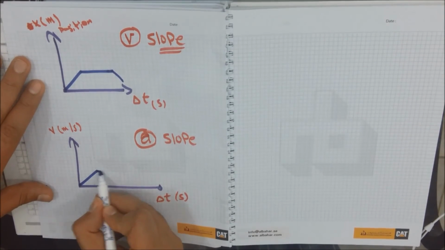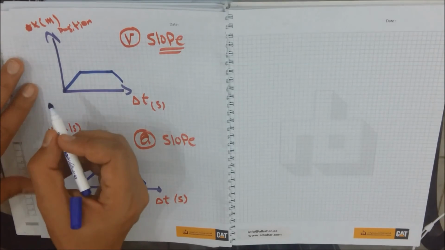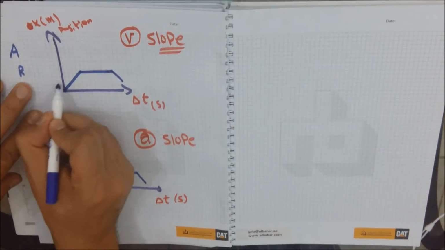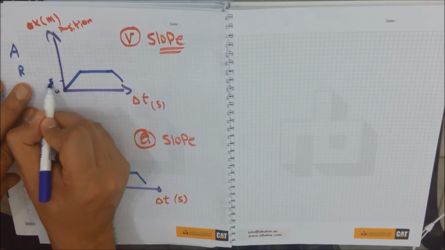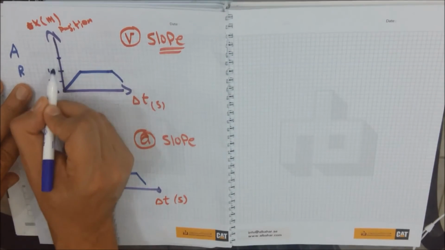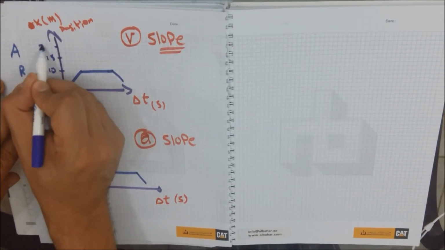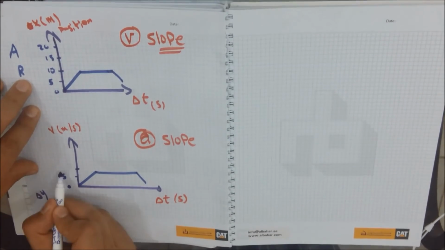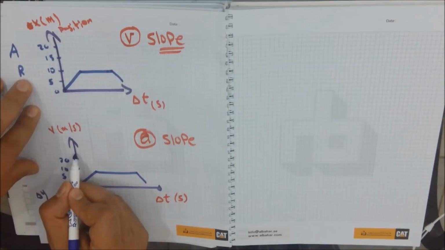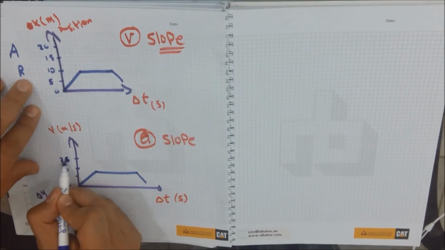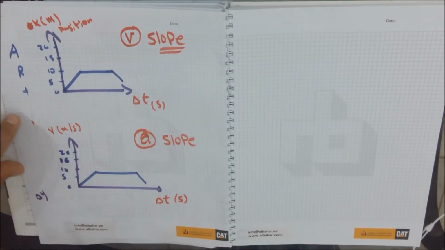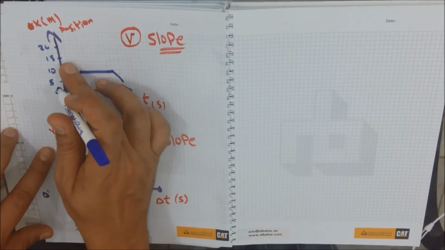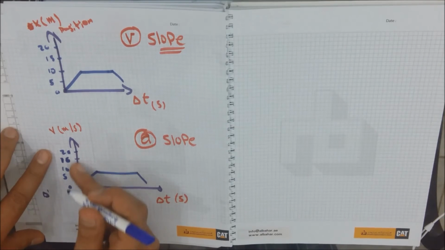And here also you have the same graph. So let's say that 0, 5, 10, 15, and 20. Here the same thing, 0, 5, 10, 15, and 20. Here these are positions, which means that they are in meters, and here they are velocities in meters per second.